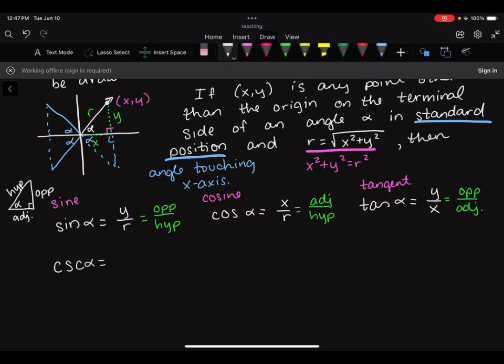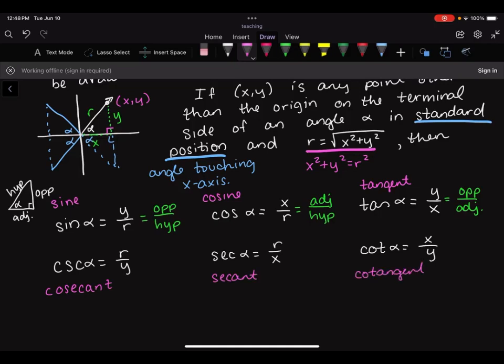Cosecant is r over y. Secant of alpha is r over x. So if you notice, cosecant is just sine flipped. Secant is just cosine flipped. And then we also have cotangent, which is tangent flipped. I'll write those names here. So this is cosecant. This is secant. And this is cotangent. And we could write it this way as well.